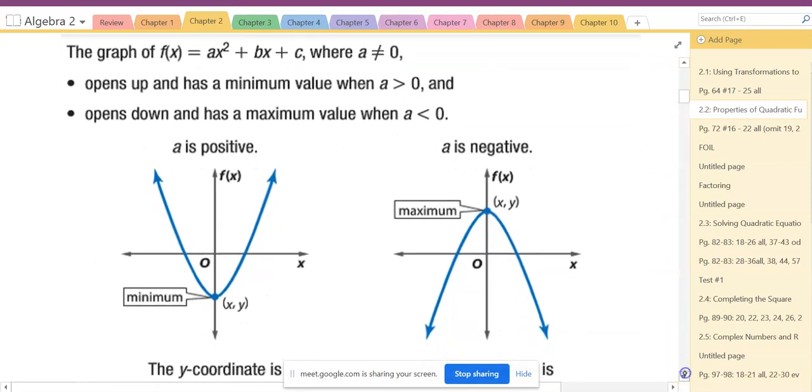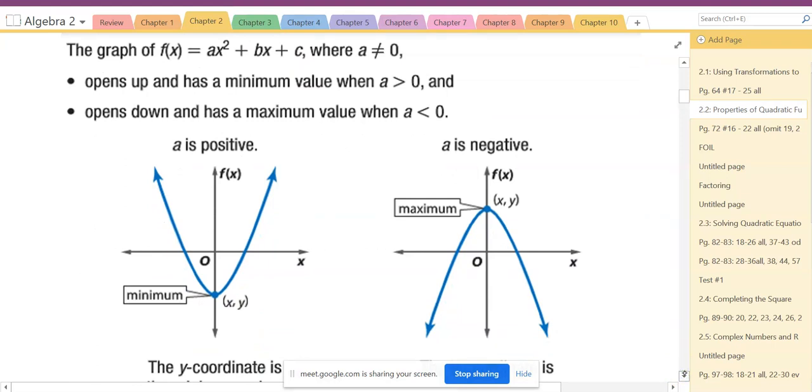Some other things that we can look at, and we saw a little bit of this yesterday as well, is when a graph opens up or when it opens down. You noticed yesterday when our graph opened down, it's because there was a negative sign in front of the x squared term. So it said negative x squared, or it could even say negative 3x squared. The second that first number becomes negative, it's going to flip the graph upside down.